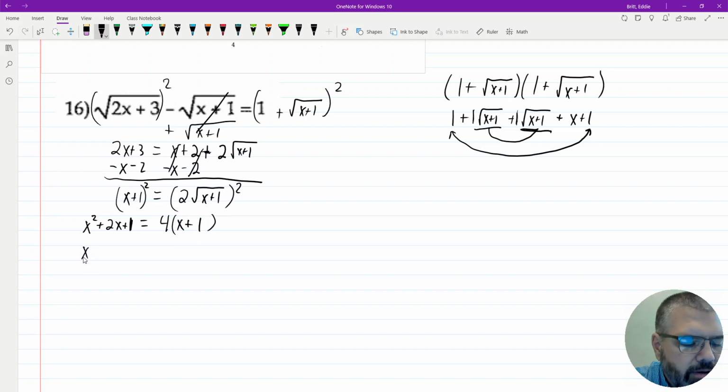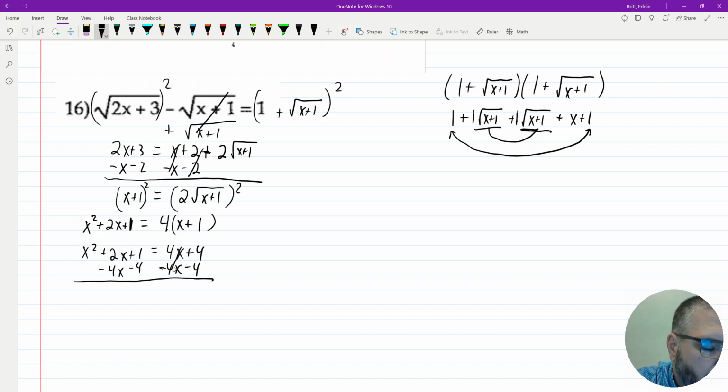All right, so you can see this is a quadratic equation on the left side. On the right side, I'm going to distribute my 4. That'll be 4x plus 4. To solve a quadratic equation, you want to move everything to one side of the equation. You want to set it equal to 0. So minus 4x and minus 4 to move those over. So I have x squared and then a positive 2x and a negative 4x. That's going to be minus 2x. And a positive 1 and a negative 4, that's going to be minus 3.